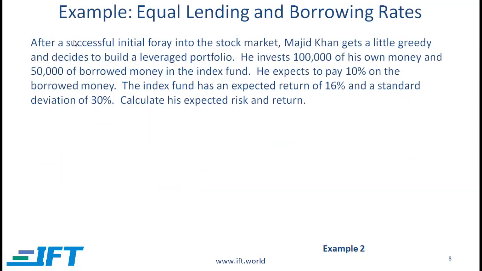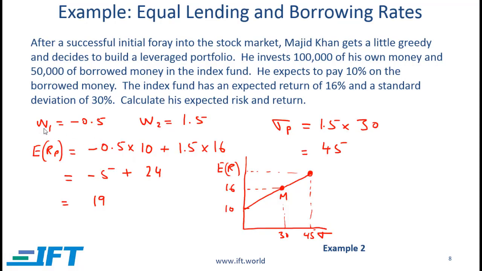I want you to do this exercise now before you look at the answer. Here is what you need to do. The weight on the risk-free asset is minus 0.5. Minus because we are borrowing and 0.5 because the amount borrowed of 50,000 is 50% of the amount of this person's own money that is invested.